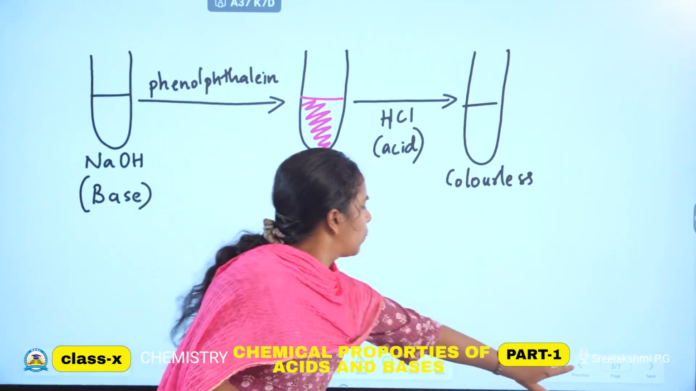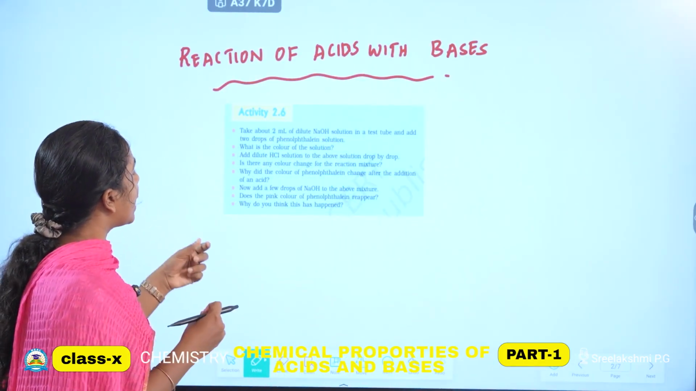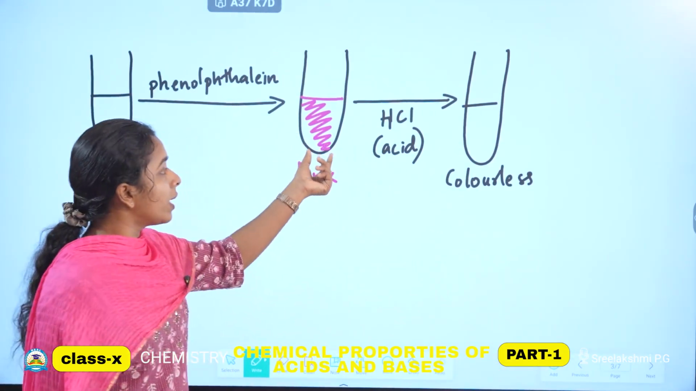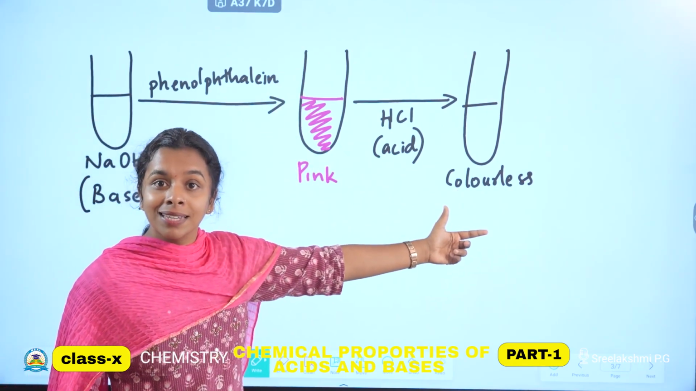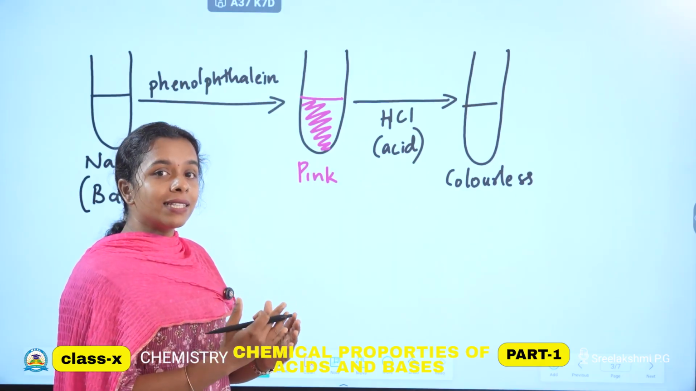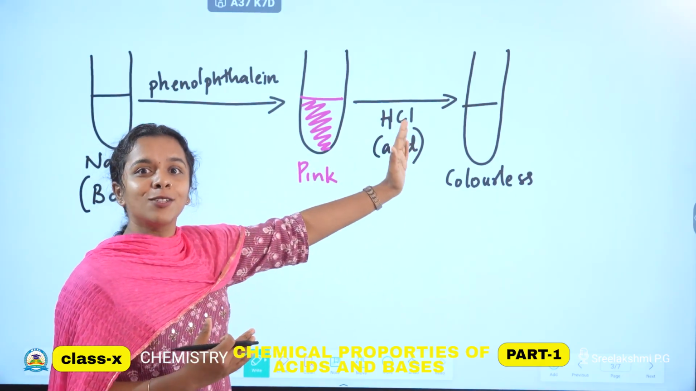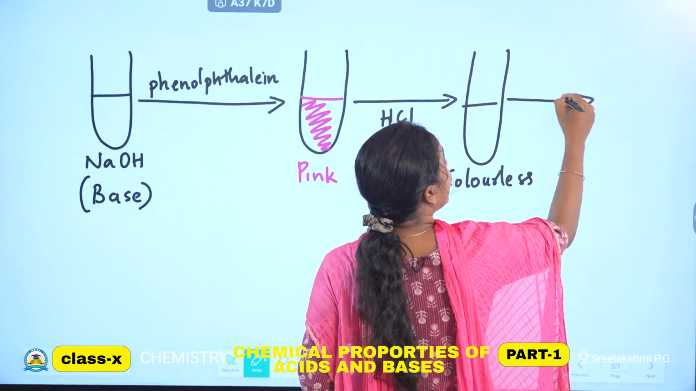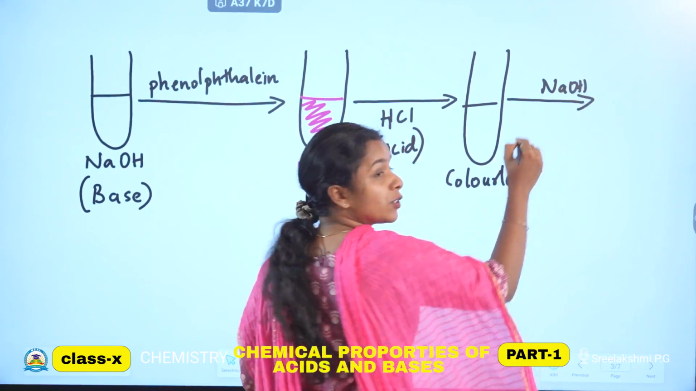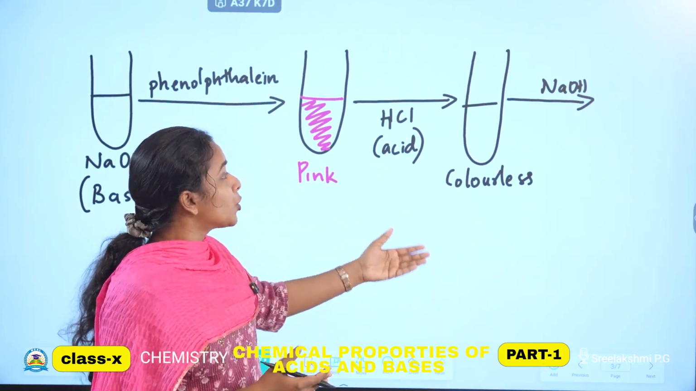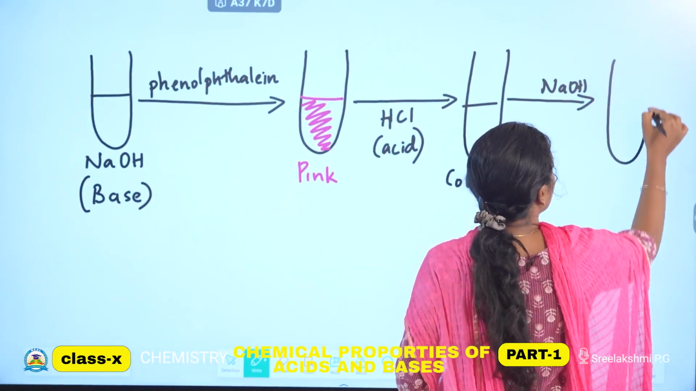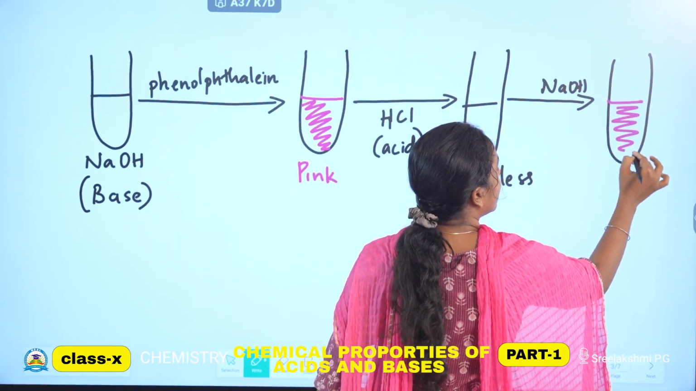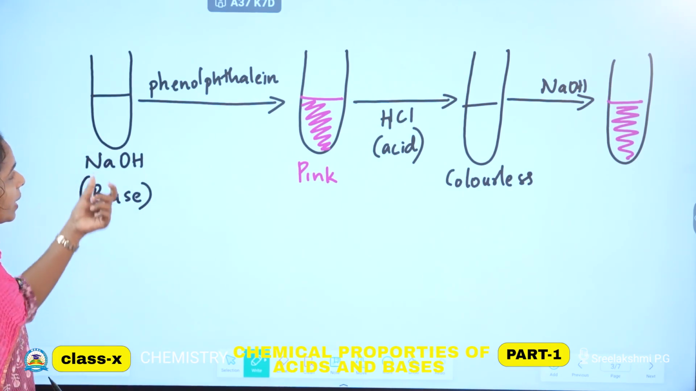Now, what they have given next: why did the color of the solution change to colorless after the addition of an acid? The reason is that the effect of the base has been nullified by the presence of hydrochloric acid. Now again into this solution we will add NaOH, sodium hydroxide, that is a base. If you add NaOH, what will happen? Yes, you are correct. The pink color will reappear.